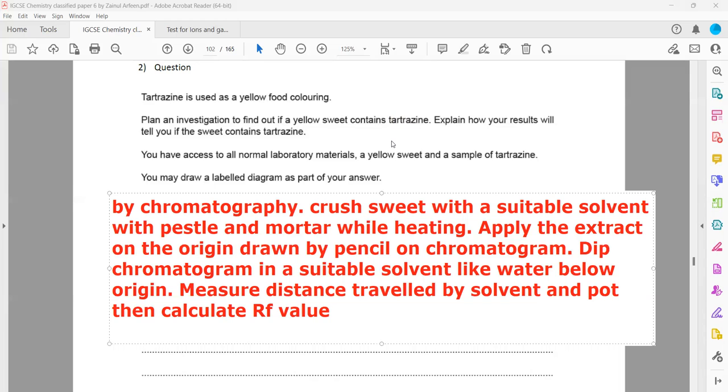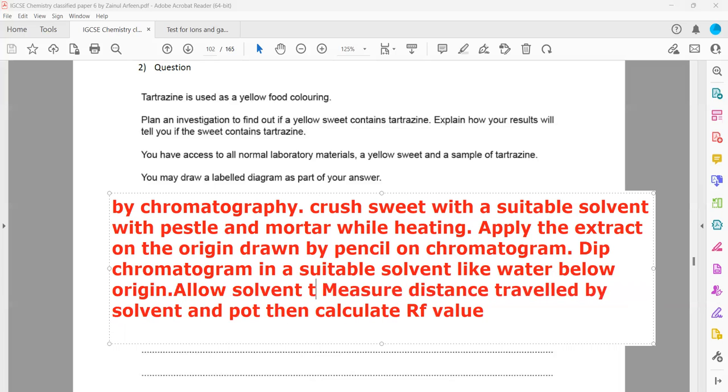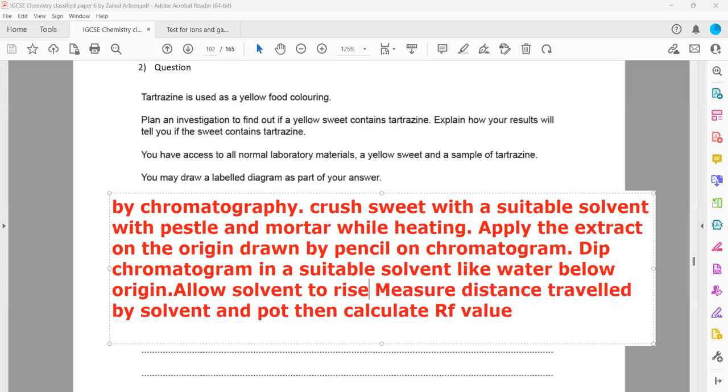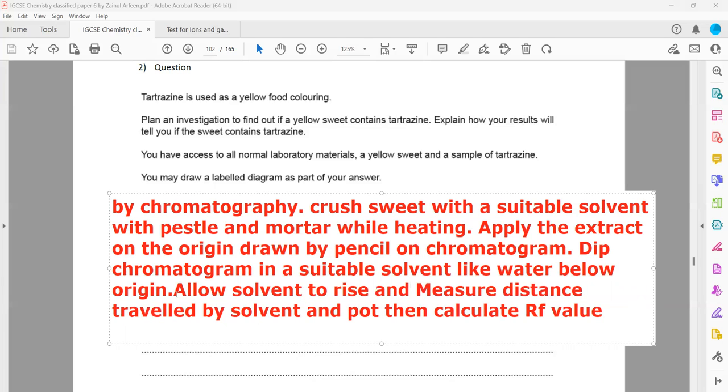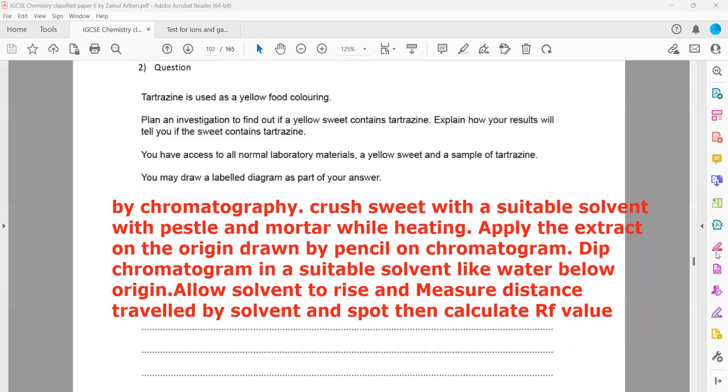So apply the extract on the origin by pencil, then place the chromatogram in a suitable solvent, which should be below the origin. Then one more thing you have to mention, that allow the solvent to rise, and measure the distance traveled by the solvent and the spot. Then calculate the RF value or compare the RF value. If the yellow sweet contains tartrazine, it will have the same RF value, or you can also compare the height. Is this experiment planning clear? Yes, sir, clear.